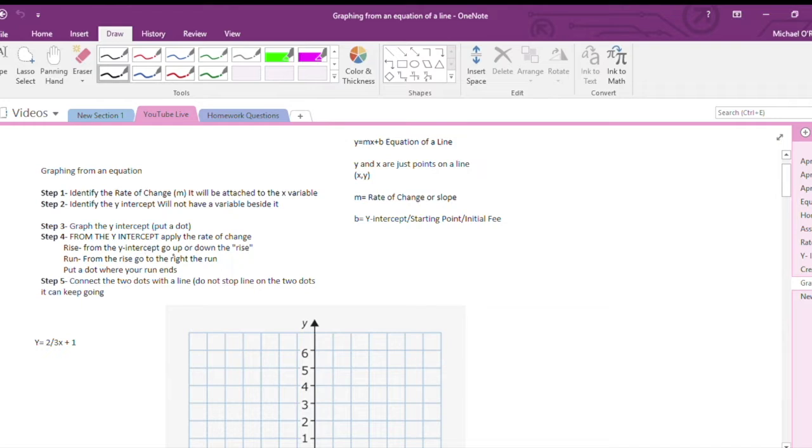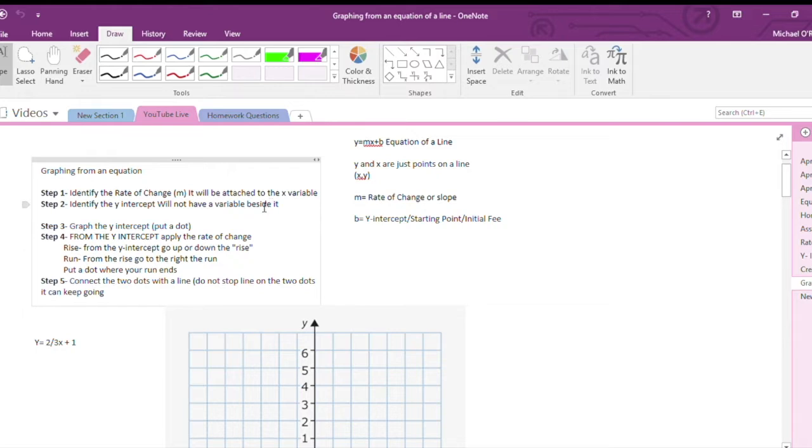mx plus b. Okay. So the first thing we do is we're going to identify the rate of change, which is the m. And it's going to be attached to the x variable usually. And this may change in the future. But for right now, it's going to be attached to the x variable.